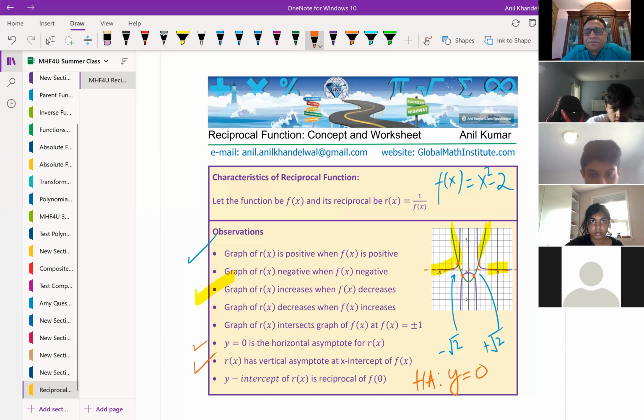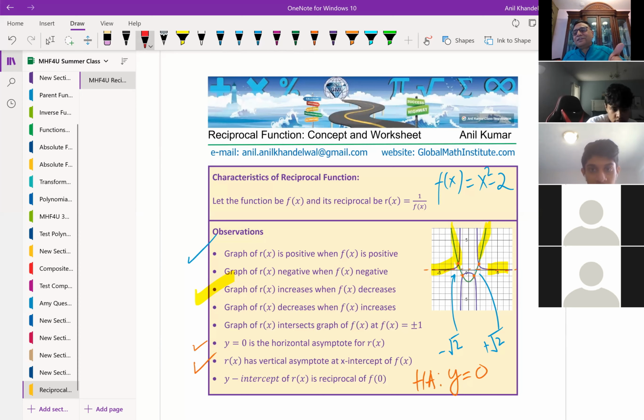R of x has a vertical asymptote at x-intercept of f of x. So it means that if the function has a 0, 1 over 0 is infinitely large. Therefore, there should be a vertical asymptote. So at the x-intercepts, I am going to draw this vertical asymptote. Is that clear to you? So it has 2 vertical asymptotes in this case, right? You are right. So these are your vertical asymptotes at plus and minus square root 2. You get the idea? Yes, sir.